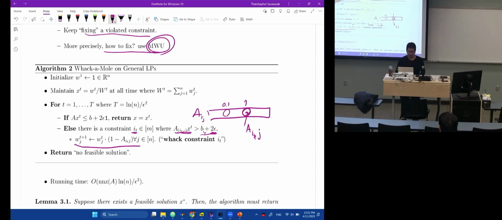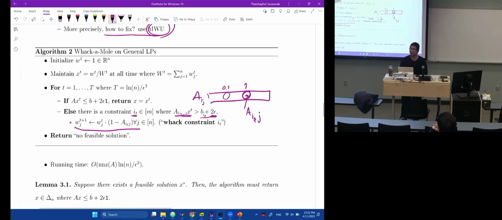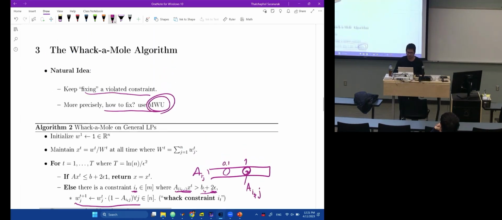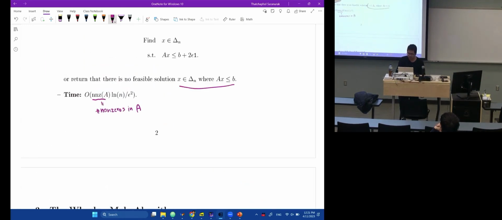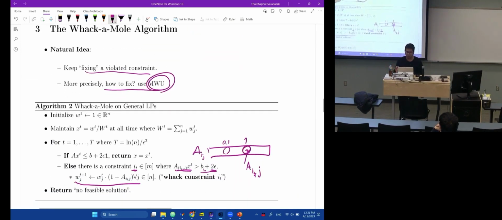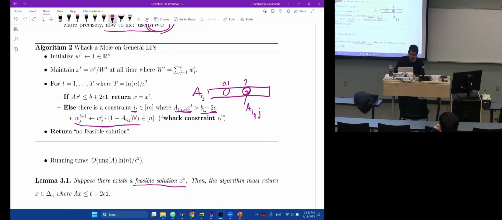Okay. So what is left is just to prove the correctness. My claim is that if there actually exists some feasible solution x star, such that all the constraints are satisfied exactly, then it must be the case that the algorithm will return some x such that each constraint is violated by just 2 epsilon additively.